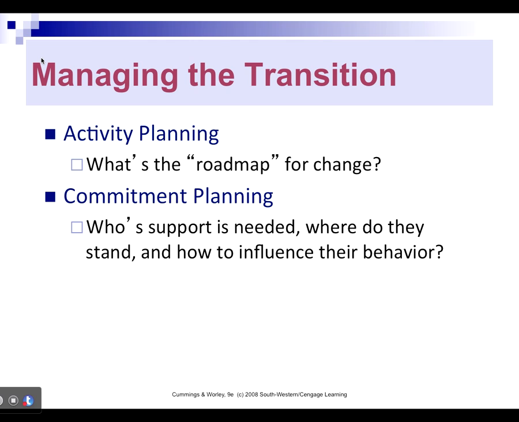The next thing is commitment planning. Whose support is needed? Where do these people stand, and how do we influence their behavior? Even though we've identified some of these key stakeholders, there are nonetheless people who are not within our immediate circle, or at least within our planning group, who are going to be people we need. It may be people within the organization who are in other units. It may, in fact, even be people from outside of the organization, but it's important that we take the time to identify who these people are.